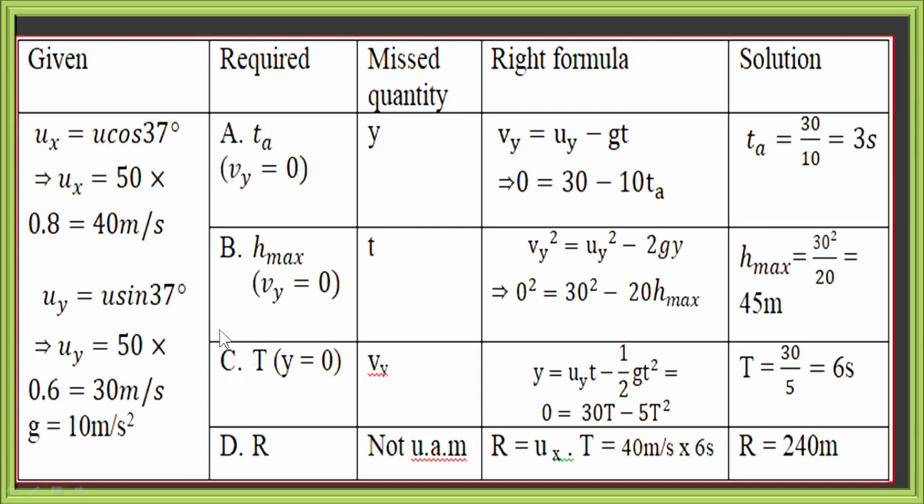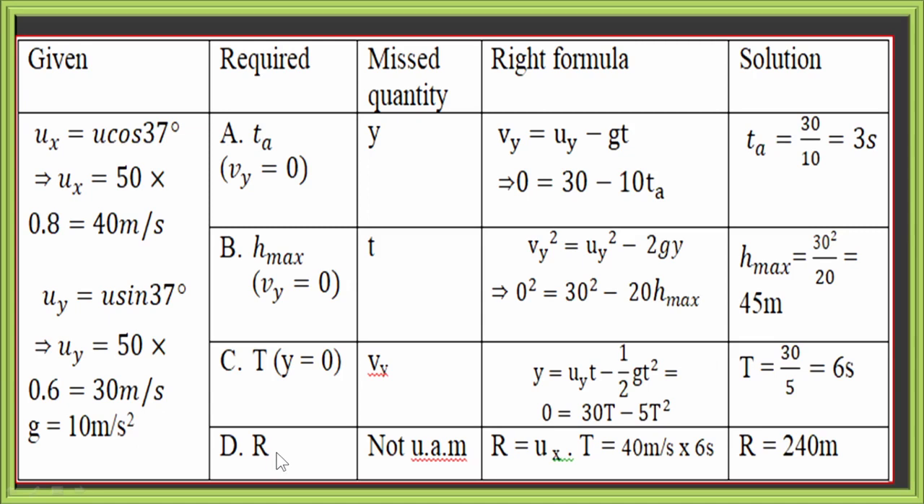The third one is total time of flight. Since the object is thrown from the ground and it returns back to the ground, y is 0 because it has reached its initial point. So the missing quantity is Vy. If Vy is missing, the formula is y equals Uy t minus 1 over 2 g t squared. y is 0. t becomes total time when y becomes 0: 30 times t minus 5t squared. Solving for t gives 30 over 5, which is 6 seconds.